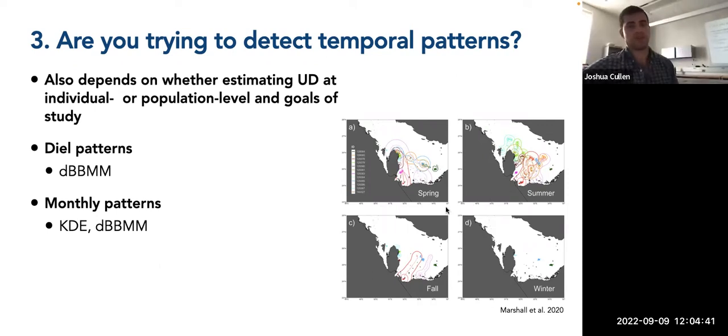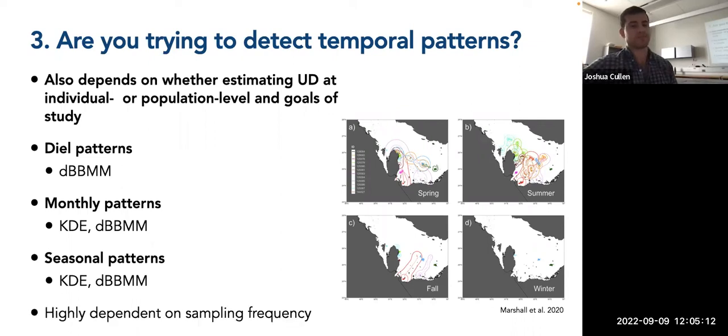It may be obvious that these kernel density estimates are being produced by a reference bandwidth estimator, which is why they appear quite large compared to the points of these tracks that you can see. So ideally, that would instead be done with either the plug-in method for kernel density estimation or a method such as AKDE or dynamic Brownian bridge movement models. And then for seasonal patterns, either KDE or dynamic Brownian bridge movement models, which are highly dependent on the sampling frequency of your tags.